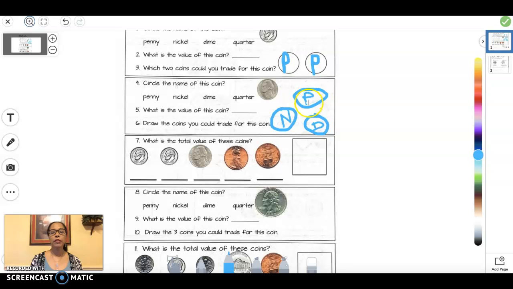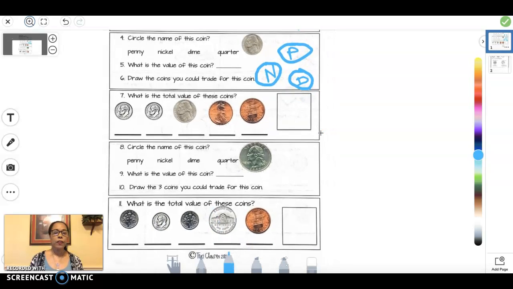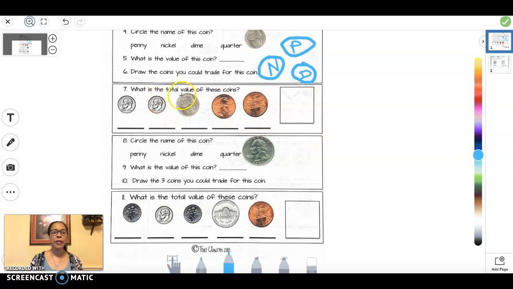N for nickel, P for penny, D for dime. Okay, let's move on. Number 7 says, what is the total value of these coins?